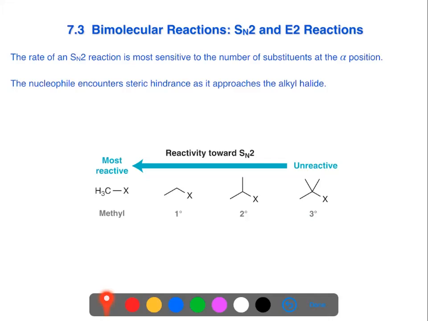Now the situation gets a little bit better when you reduce the number of substituents to 2 around the alpha carbon. There is some reactivity via SN2, but there still is some hindrance associated with those additional methyl groups. We really start to see the best reactivity with primary systems. So primary alkyl halides and methyl halides, these are going to be the most reactive substrates.